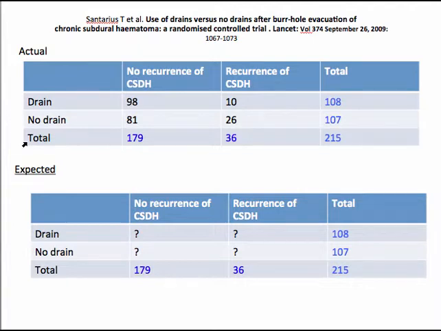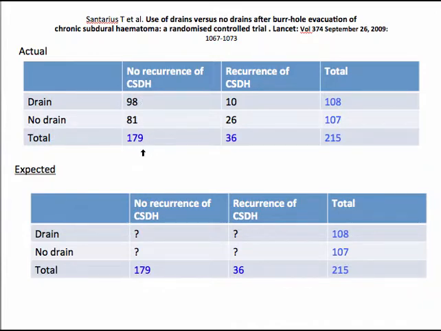Here you are seeing a 2 by 2 contingency table. On the rows, you see the category drain and no drain, and on the columns, no recurrence of chronic subdural, recurrence of chronic subdural. Here are the totals. This total is from adding the 98 and 10, that gives you 108. This total is adding 81 and 26, 107, that represents patients who had no drain.